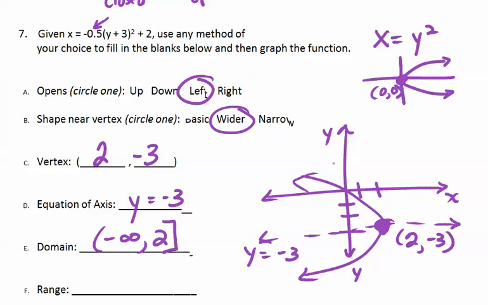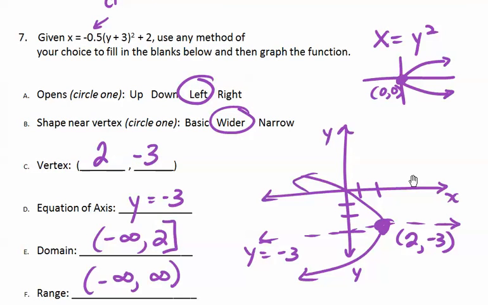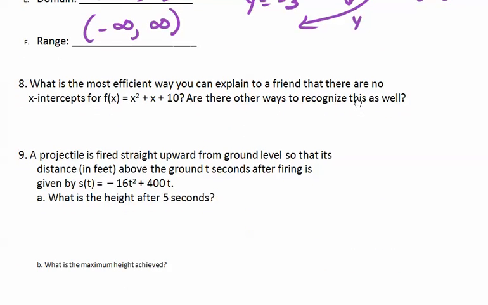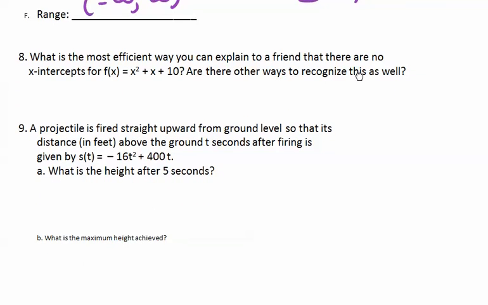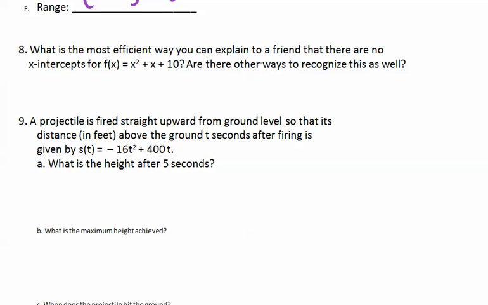If you think about the y coordinates, you can see this is going to rise infinitely and it's going to fall infinitely. So that would be all real numbers, or you can write -infinity to +infinity. All right, what's the most efficient way you can explain that there are no x-intercepts of this parabola? Are there other ways to recognize this?